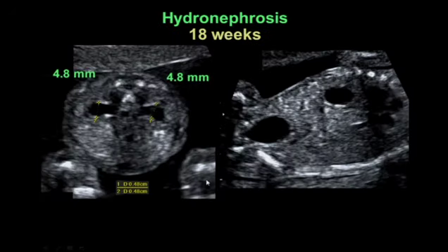Here's a fetus at 18 weeks gestation. The fetal renal pelvises measured 4.8 millimeters on each side, so this fell in the category of possible hydronephrosis. Notice that there's normal amniotic fluid because there's not urinary obstruction, so the fetus is able to replenish the amniotic fluid. We see fluid in the bladder and fluid in the stomach.